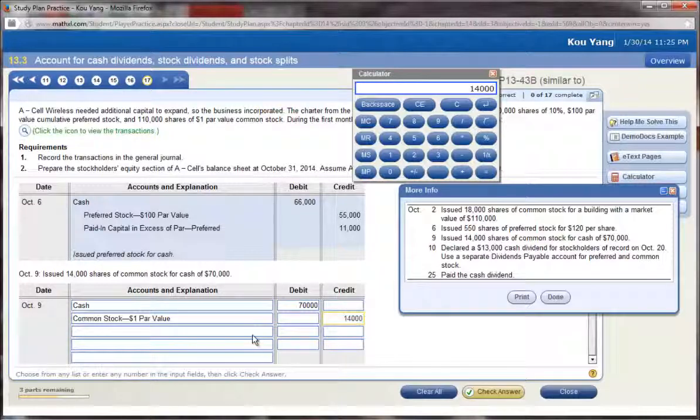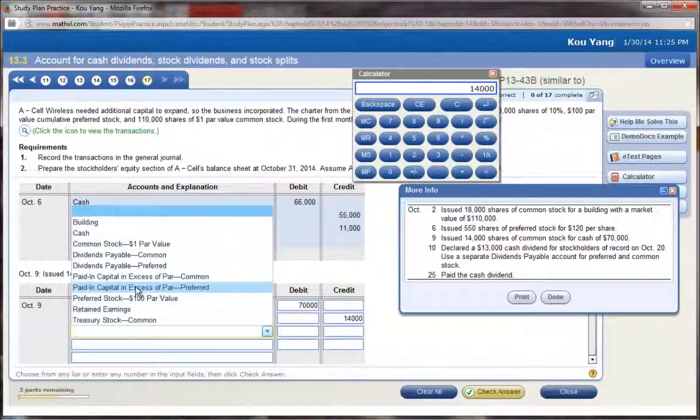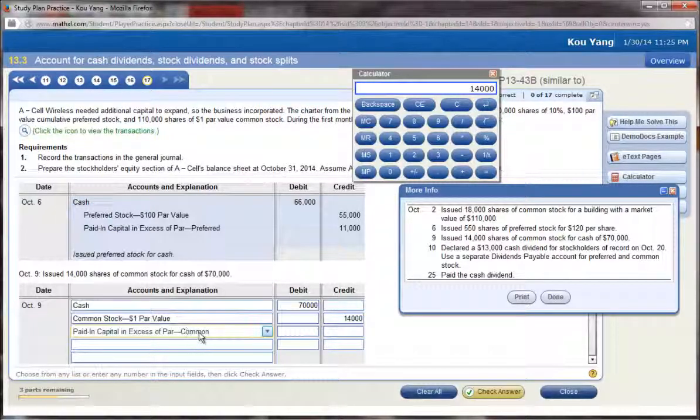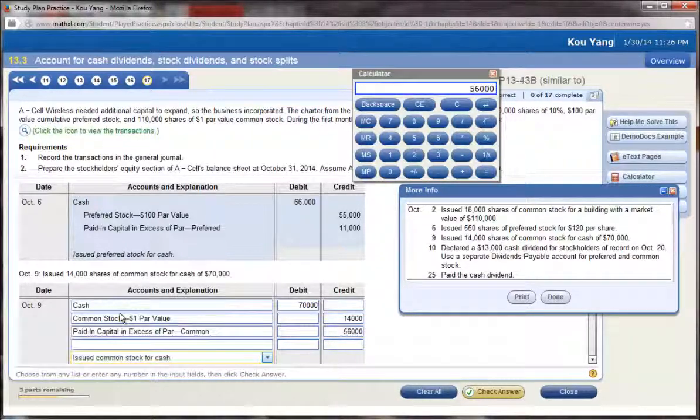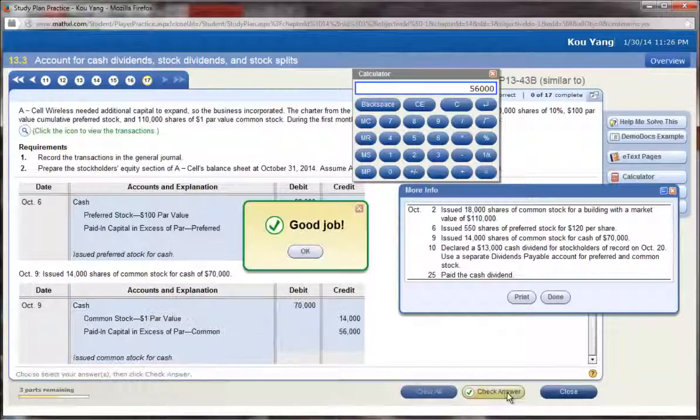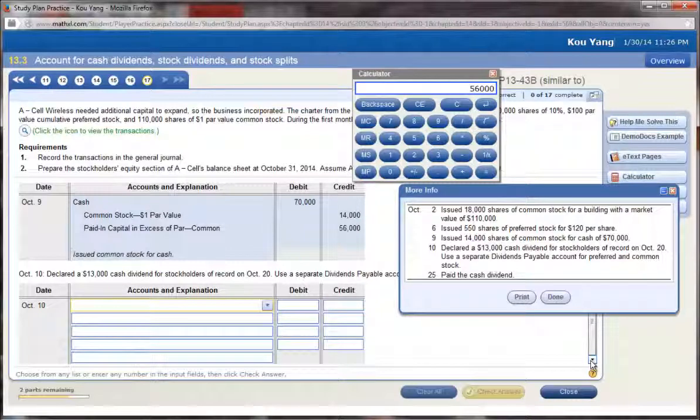And basically then we will know how to record our paid-in capital in excess of par for the common. And that would just be the difference between the debit and the credit. So I'm going to take my 70,000 minus my 14,000 for an excess of 56,000. And my description will be issued common stock for cash. Okay, next.